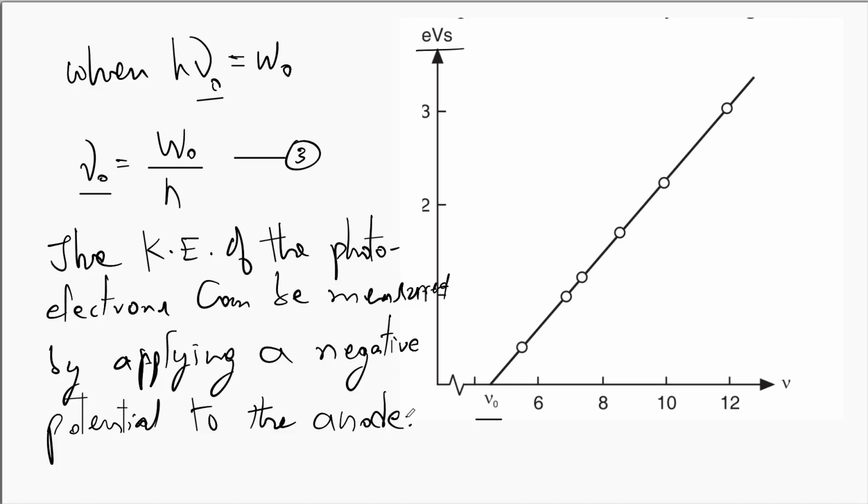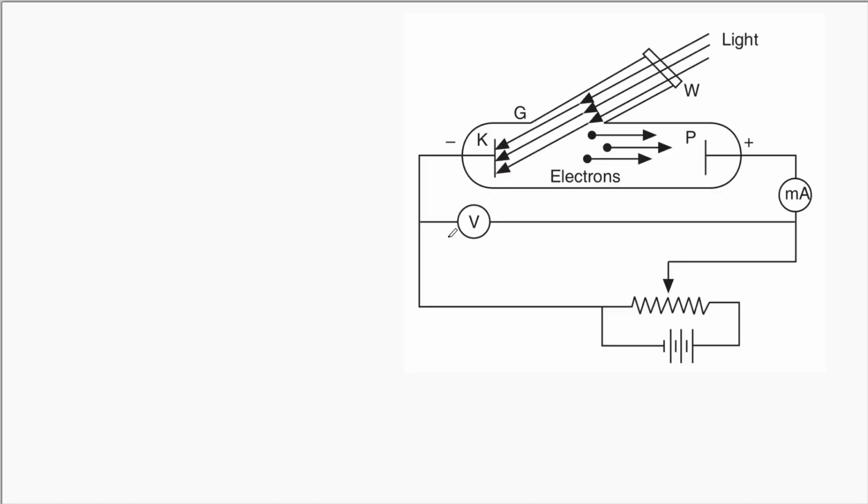When the repelling force is made large enough, even the electrons with the highest kinetic energy are stopped from reaching the anode, and hence the current will drop to zero in the circuit. Please recollect that this is the experimental setup we have. In this, we are applying a negative potential to the anode so that the electrons ejected from the cathode will be decelerated.